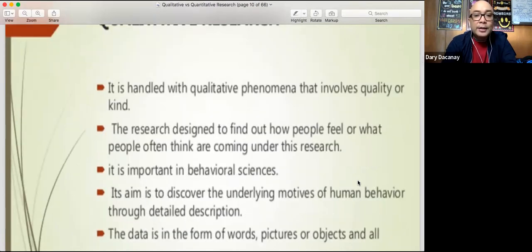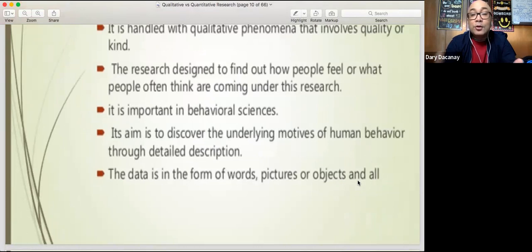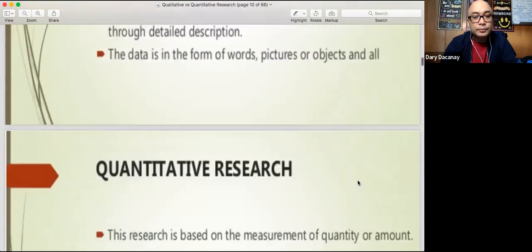The research design is to find out how people feel or what people think, which comes under this research. Again, it makes use of the five senses. It's important in behavioral sciences. Its aim is to discover the underlying motives of human behavior through detailed description. The data is in the form of words, pictures, objects, and so on. So be reminded of that.